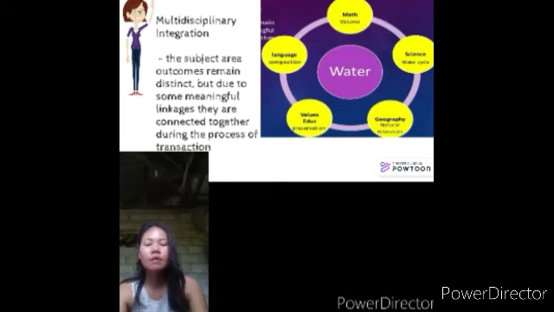A multidisciplinary integration focuses primarily on the disciplines and an approach to active learning. In a multidisciplinary approach, standards come from various objectives, and it is a learning that combines several subjects.